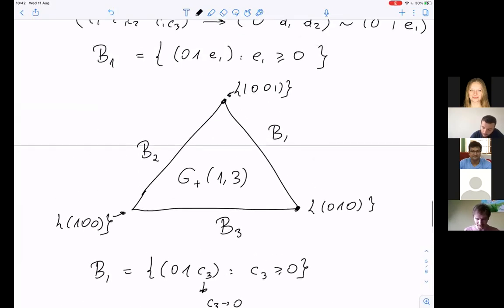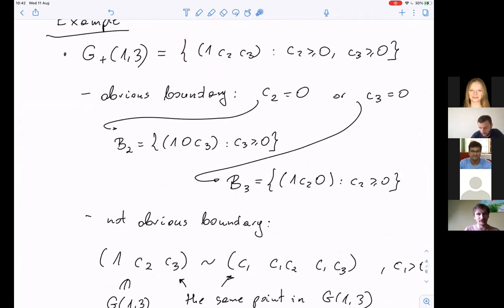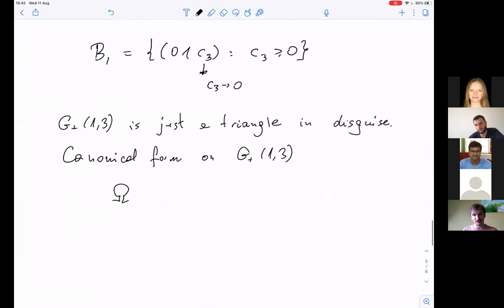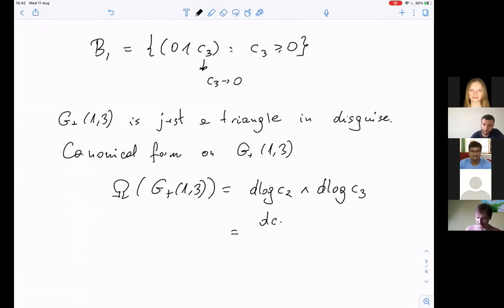So if I go back here, I parameterize my positive Grassmannian using two parameters, C2 and C3. And it turns out that in this parameterization, the differential form of the Grassmannian is just d log of C2 wedge d log of C3. So in other words, dC2 over C2 wedge dC3 over C3.